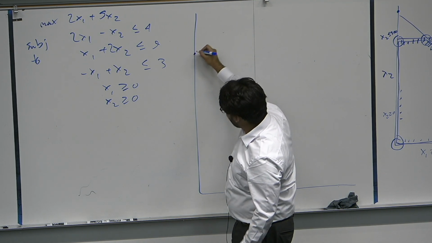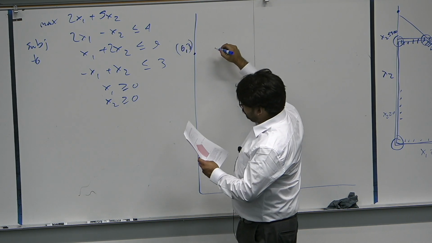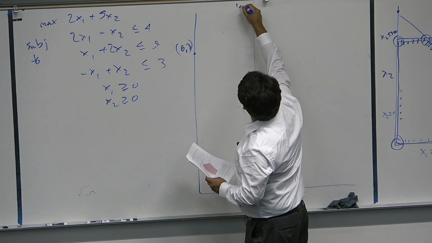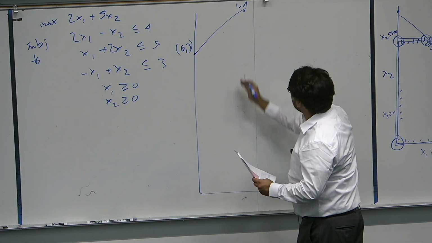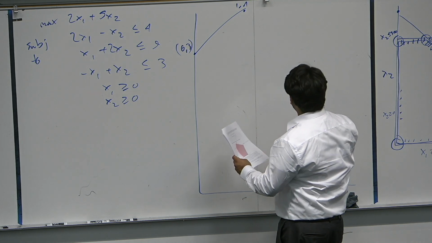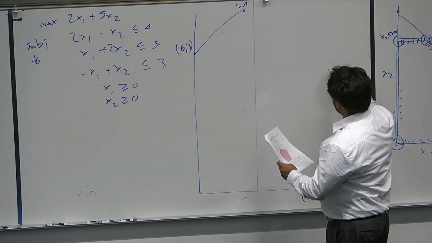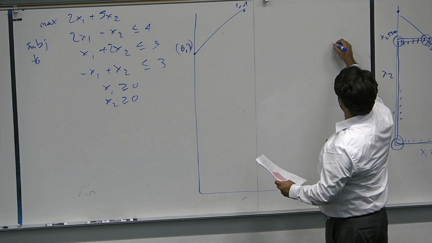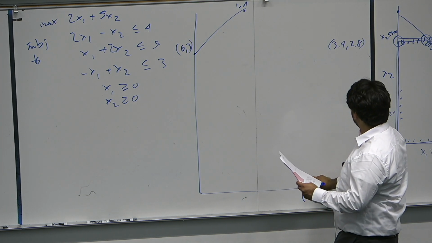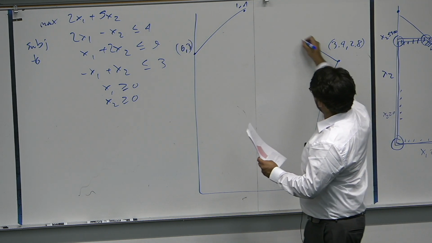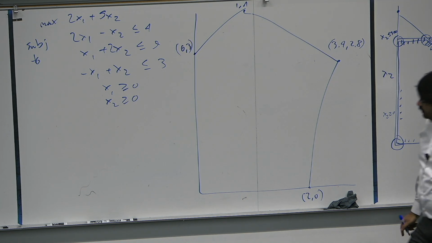There's an intercept here at 0, 3. There's an intercept here at 1, 4. There's an intercept here. Let's see. At 2, 0. And then there's a point here at like 3.4-ish, 2.8-ish. Okay, pretend that's straight lines. That's our feasible region, and we start at 0, 0.